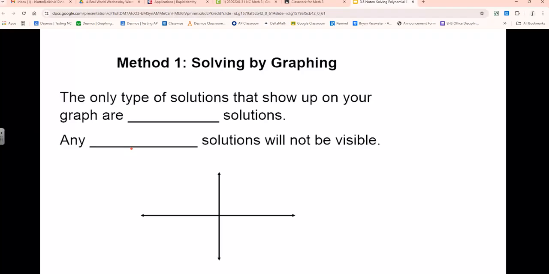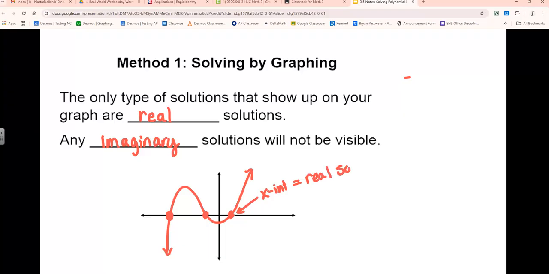By graphing. First big thing we've got to remember, the only type of solutions that will show up on your graph are real solutions. Any imaginary solutions will not be visible. So if you graph your function and it looks something like this, your x-intercepts would equal your real solutions. But you could have imaginary solutions. So it's going to depend on the problem to know whether or not you have those.